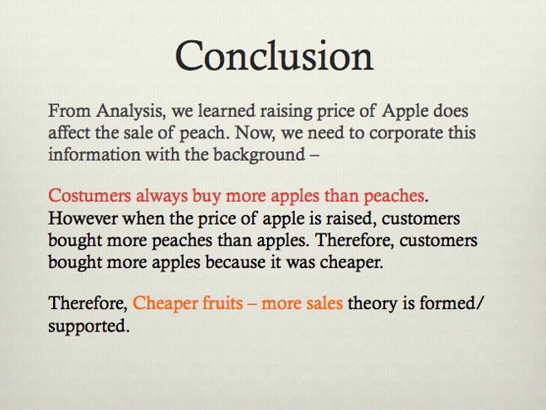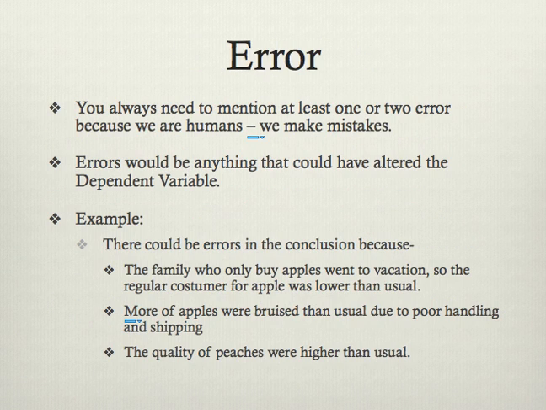So my conclusion will be customer always buy more apples than peaches, which was background. However, when price of apple is raised, customer buy more peach than apple. Therefore, customers bought more apple because it was cheaper. So therefore, cheaper fruit equals more sale theory is formed or supported. That's conclusion of the scientific paper.